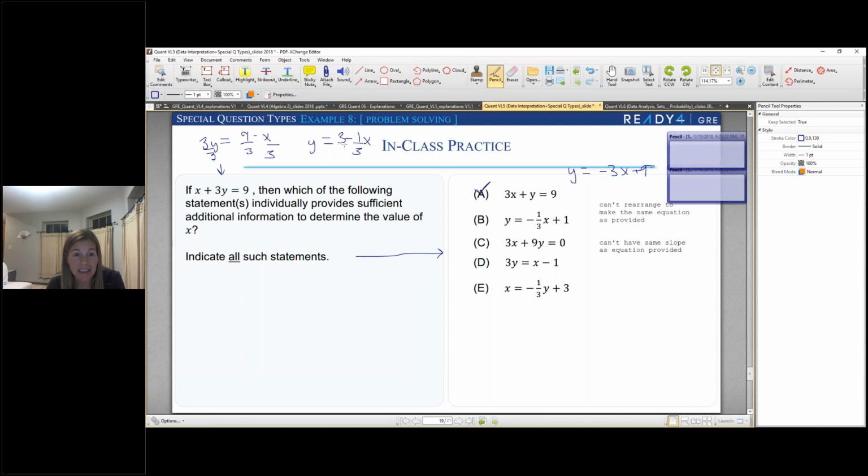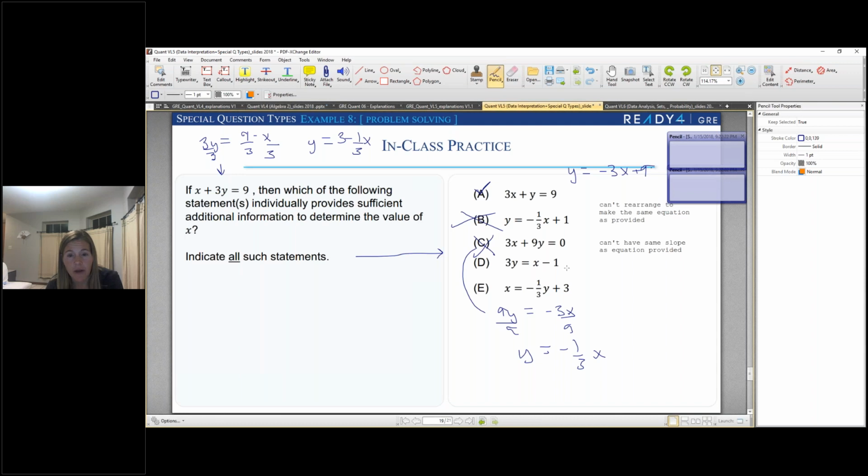This one is not the same equation, but it does have the same slope. It's still a negative 1/3 x. So that one is not right. This one here, if we rearrange it, we get 9y is equal to negative 3x, divide by 9, divide by 9, y is equal to negative 1/3 x. Again, this will have the same slope, so that can't be right.